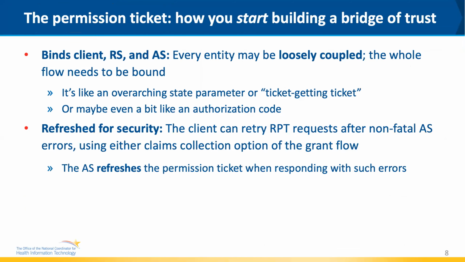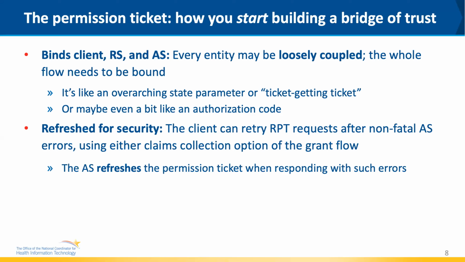So I promised you a little bit more information about this permission ticket thingy. It's pretty much how in UMA you start building that bridge of trust that Nancy talked about in HEART. Given that the client and the RS and the AS with respect to the RS are all loosely coupleable, that whole flow needs to be bound together for security. So this is kind of an UMA innovation, this permission ticket thing. It allows robust security and trust, even given the loosely coupled actors.